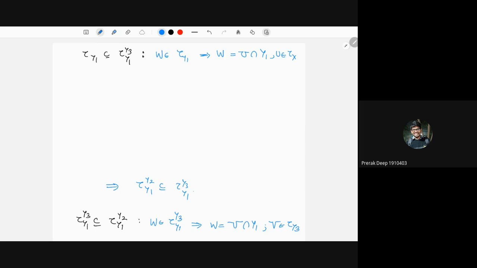And now since y1 is triangle related with y2, that means tau y1 is the same as tau y1 induced from y2, right? That is what it means.